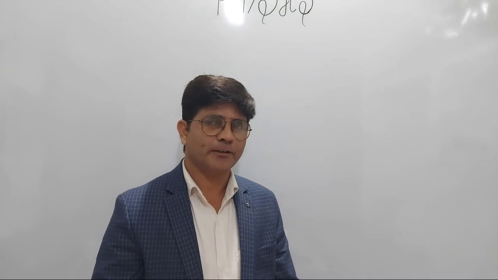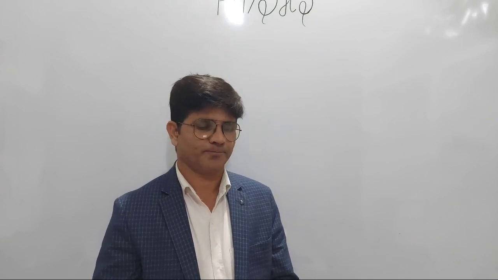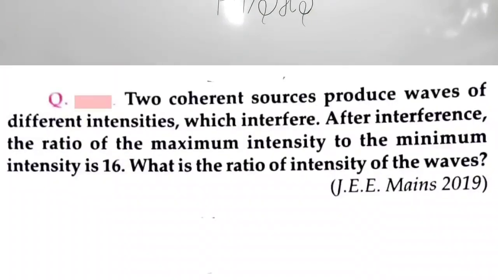Now the question is in front of you. Let me read the question. You can see the question on your screen. Two coherent sources produce waves of different intensities which interfere. After the interference, the ratio of the maximum intensity to the minimum intensity is given as 16. What is the ratio of intensity of the waves?